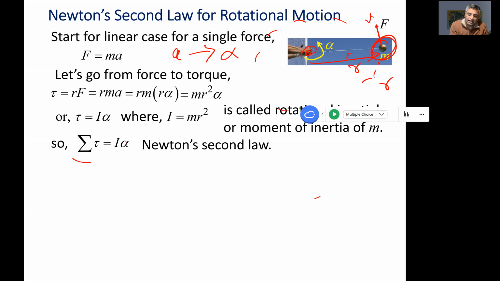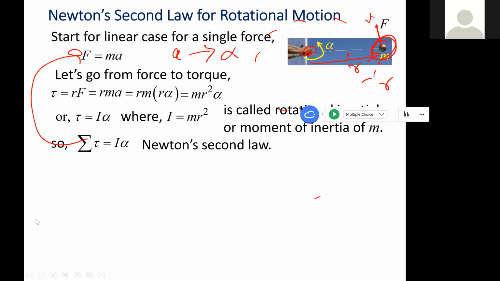Now Newton's second law for the rotational motion becomes, see, it looks very similar. You just replace the linear thingy by the rotational thingy. What does it mean? The rotational counterpart of force is torque. The rotational counterpart of linear acceleration is angular acceleration. The rotational counterpart of mass is rotational inertia, which is I that we are using.